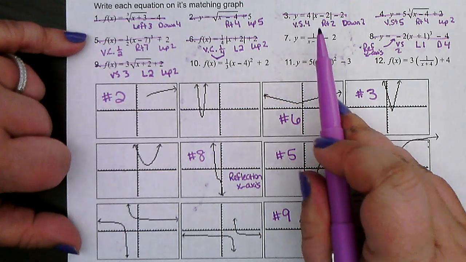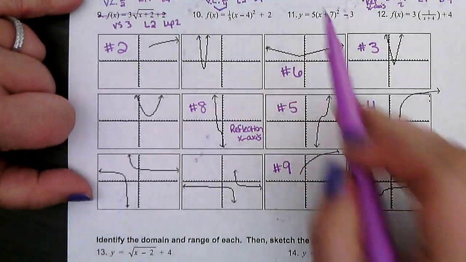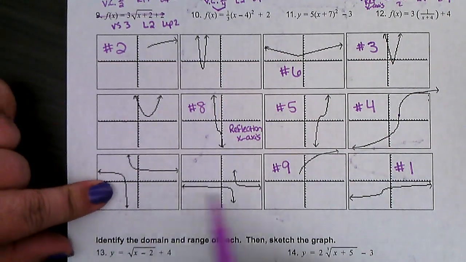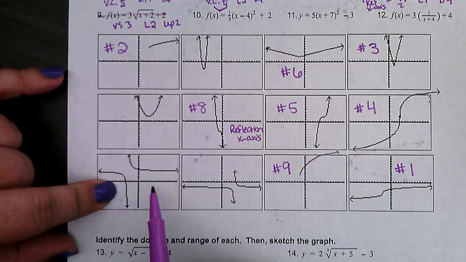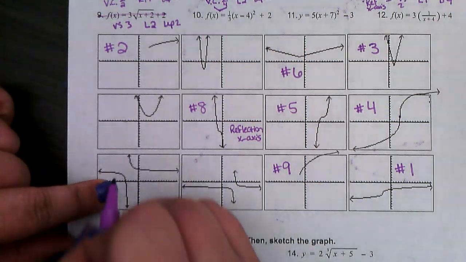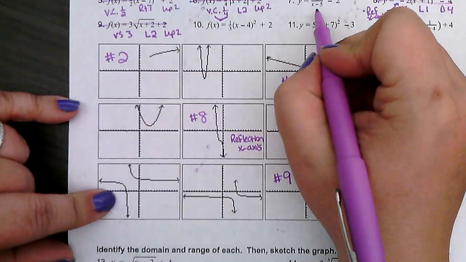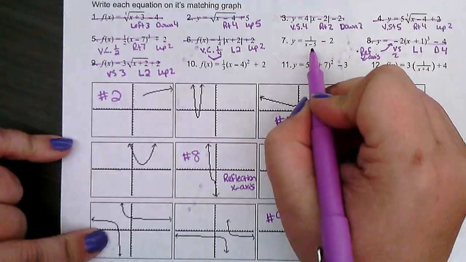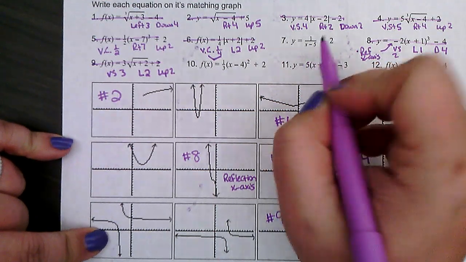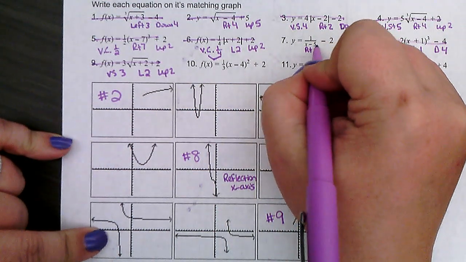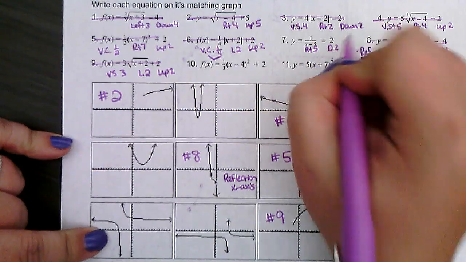Next, I have this fractiony one. So that's going to be one of the reciprocal graphs. They are the ones that have 2 branches that have a black hole in the middle with asymptotes going up and down. This one, right and left, is going to be on the bottom, the denominator of the fraction. So this is right 5 and down 2.